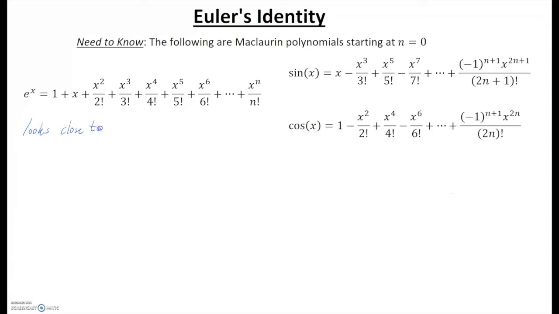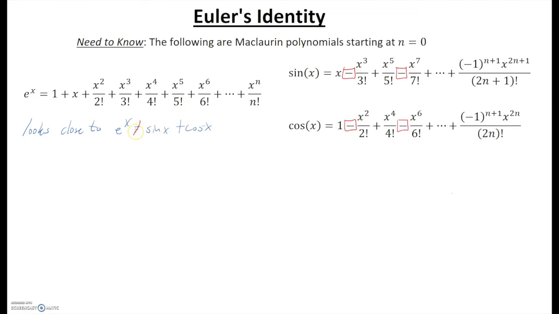And when you look at these three polynomials, these three expansions, it looks like you can come close to saying that e to the x is equal to sine of x plus cosine of x. But the problem with that is it's the alternating signs in sine and cosine that stop those two from being equal.